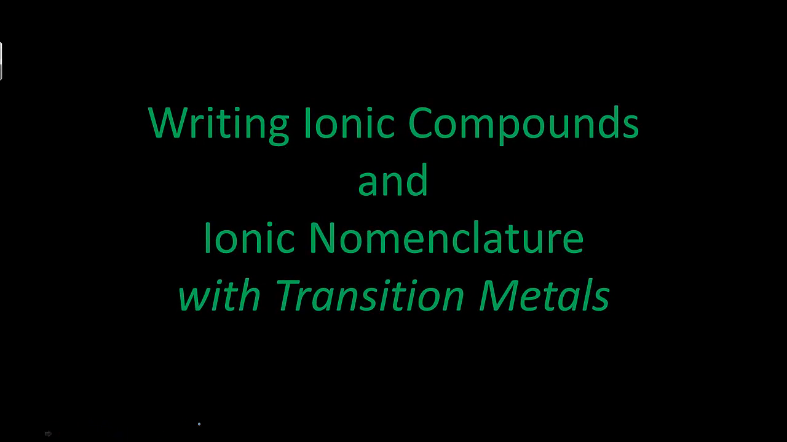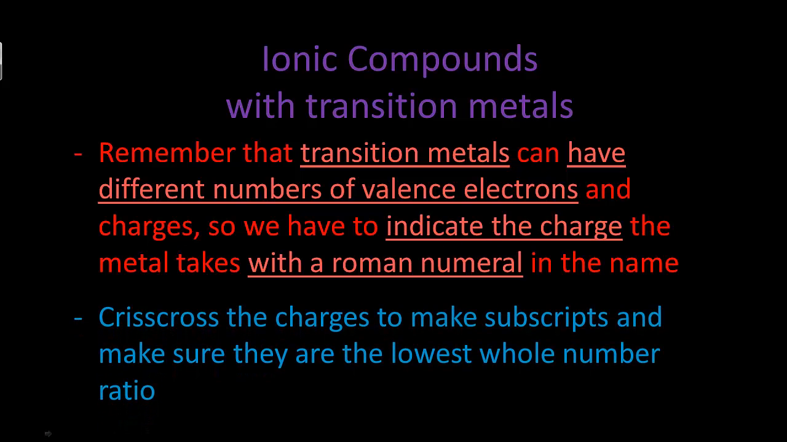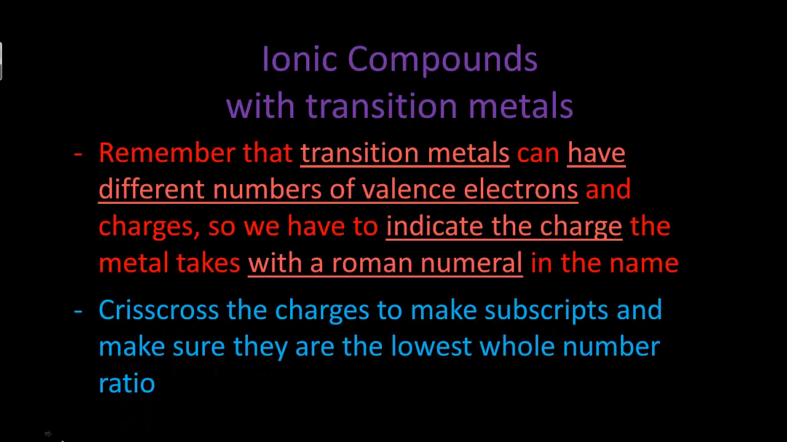Chemistry students, now we're going to talk about writing ionic compounds and ionic nomenclature with transition metals, because they are a bit different than regular metals. First thing, you need to remember that transition metals can have different numbers of valence electrons. They change, so they have different charges when they become ions, and we have to indicate the charge that the metal takes with a Roman numeral in the name. Second, you crisscross the charges to make the subscripts, and then you make sure they're at their lowest whole number ratio.